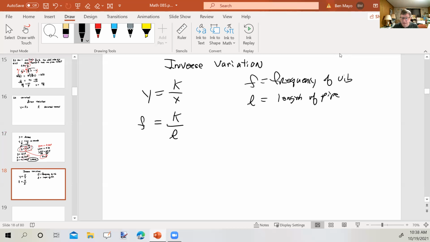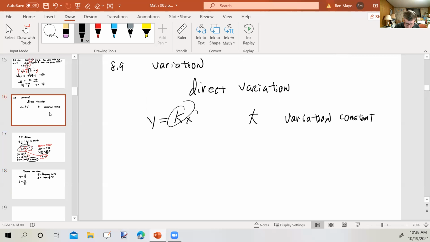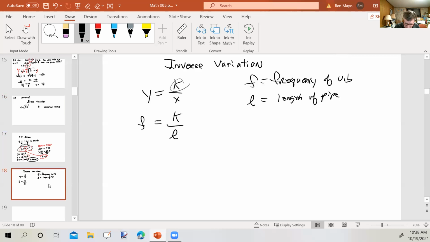Now, again, notice K isn't mentioned, but K is always there. K is always on top in all three of the formulas we're going to look at. K was up in the numerator here, and K is still in the numerator there. All right, now, if a pipe 2 feet long vibrates 256 times per second, how many times per second will a 6-foot pipe vibrate?